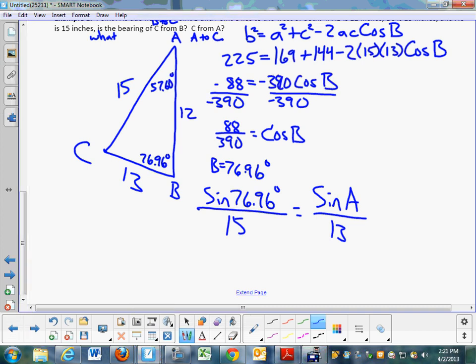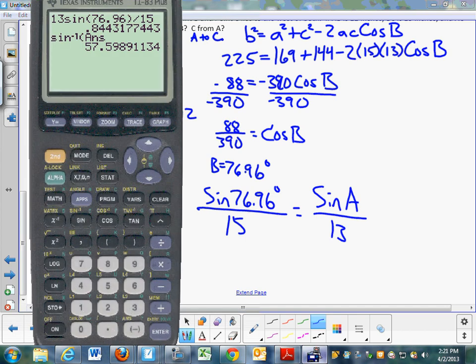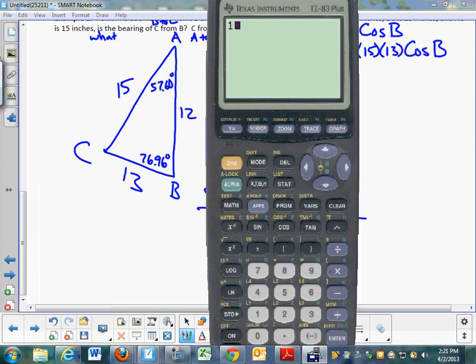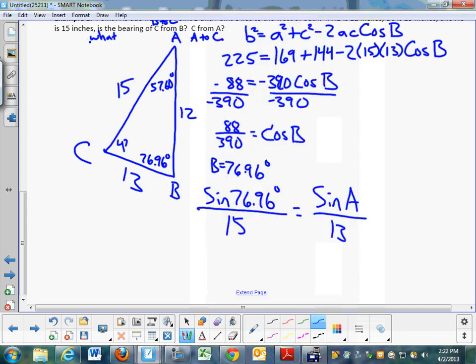Can I find C? Yes. I can find C. Add them up, subtract from 180. 180 minus 76.96 minus 57.60. Enter. 42.44. What? Oh, gosh. Come on. All right. What do I got?